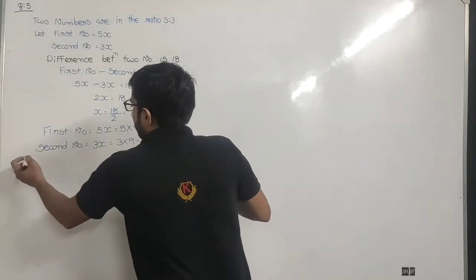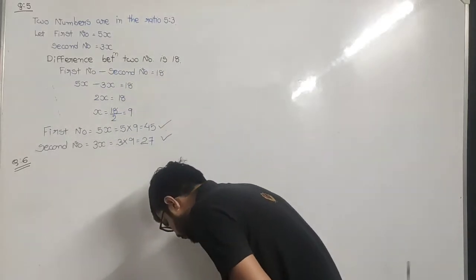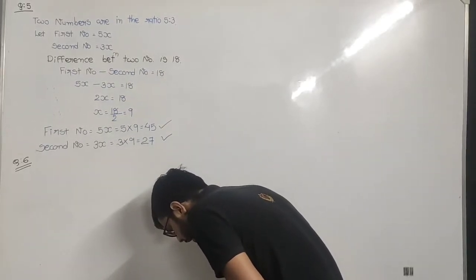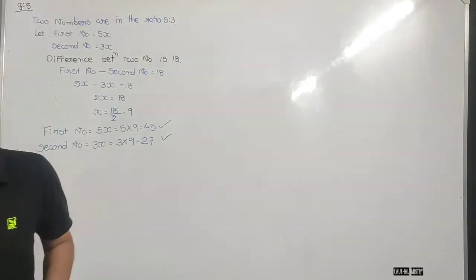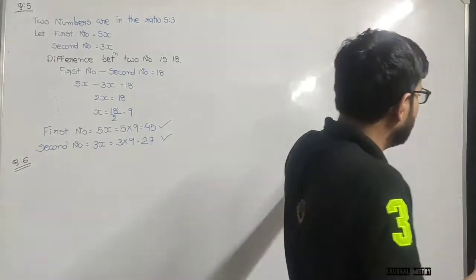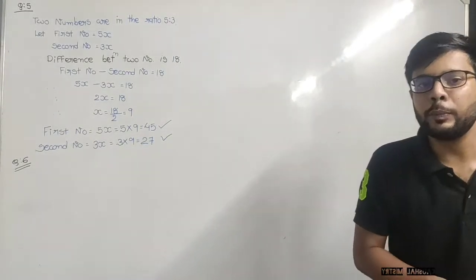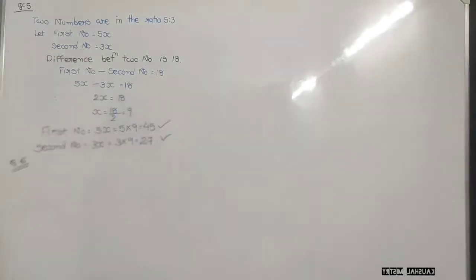Now question number 6. 3 consecutive integers add up to 51. Now consecutive number means जो एक के बाद एक आता है, मतलब 1 2 3 are consecutive numbers, 4 5 6 are consecutive numbers, 10 11 12 are consecutive numbers.